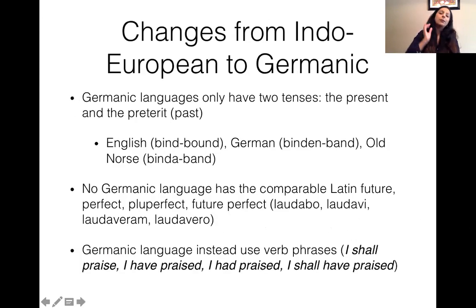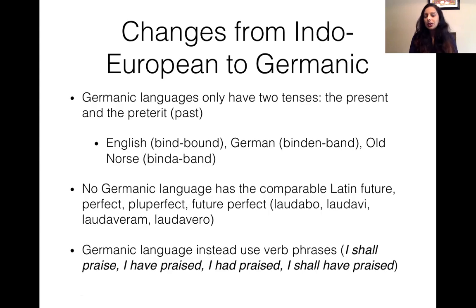What are some of the changes from Indo-European to Germanic? Now, when you look at Germanic languages such as English, they only have two tenses, the present tense and the past tense. The future very often is not considered to be a tense. It is considered to be a mood, or aspectual rather than tense per se. So in English, you have bind and bound, in German, binden and band, and in Old Norse, binda and band. So there are only two tenses. One is the present tense, bind, and then bound is the past tense.